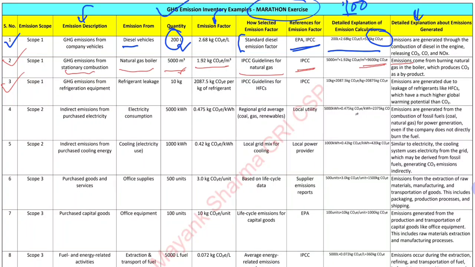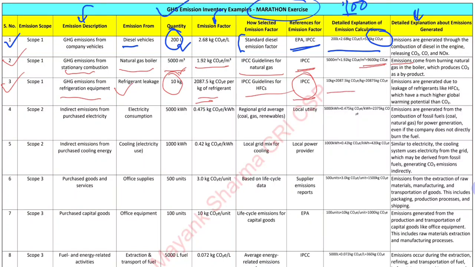Then we have another scope 1 example: GHG emissions from refrigerant equipment. There can be a possibility of refrigerant leakage, and let's say the leakage is 10 kg, and this is the emission factor, 2087.5 kg CO2 per kg of refrigerant. This is according to the IPCC guidelines for hydrofluorocarbons, and the emission factor is sourced from IPCC.